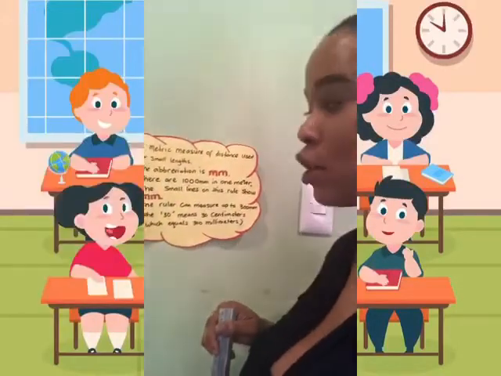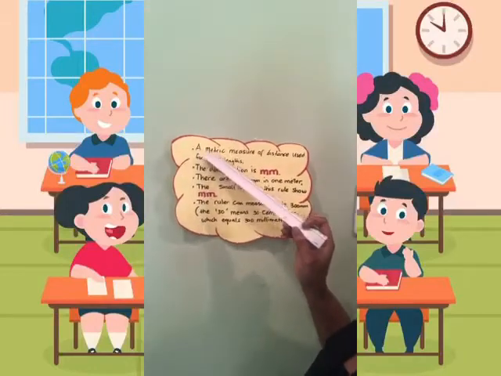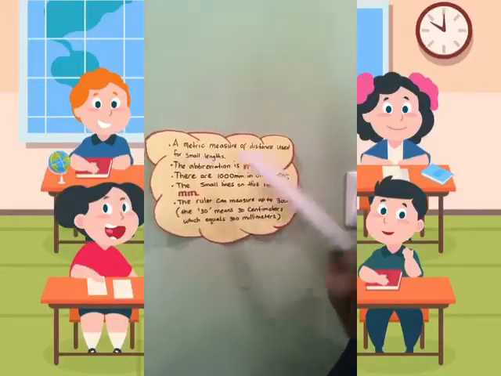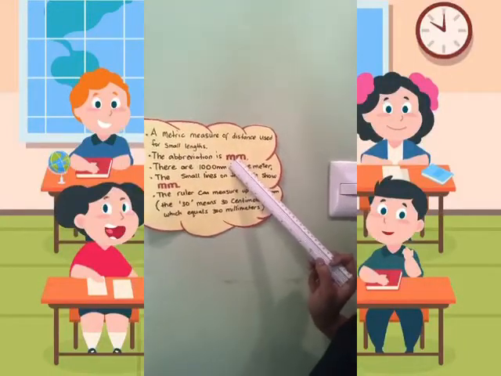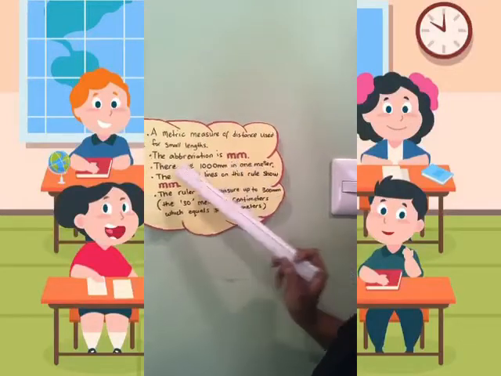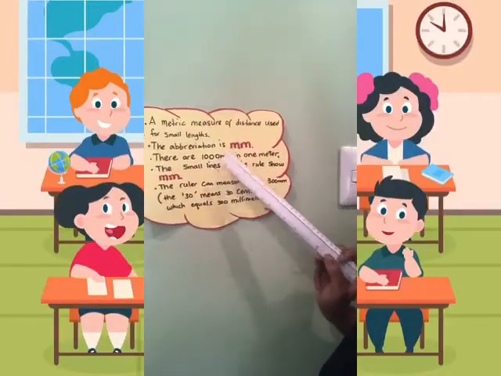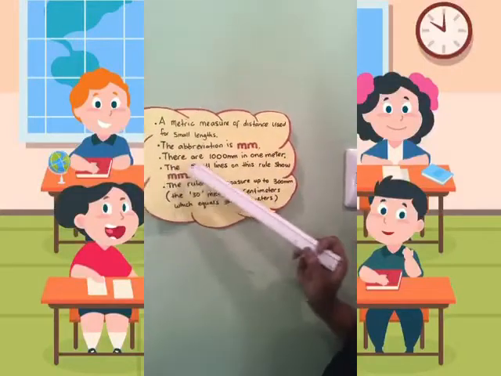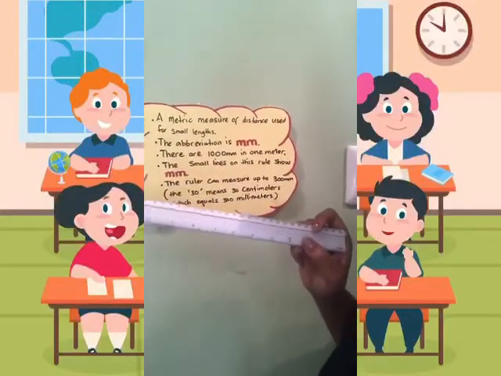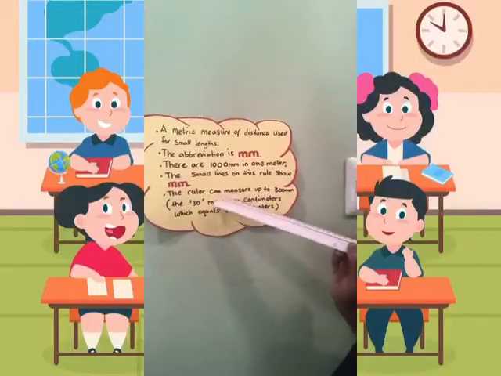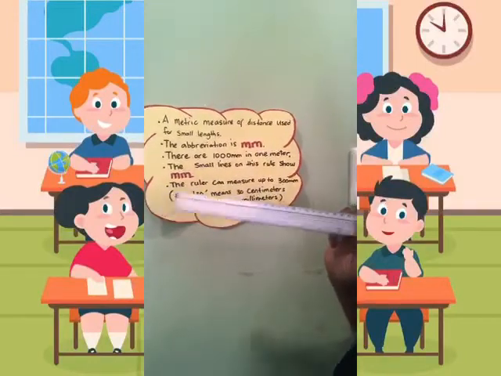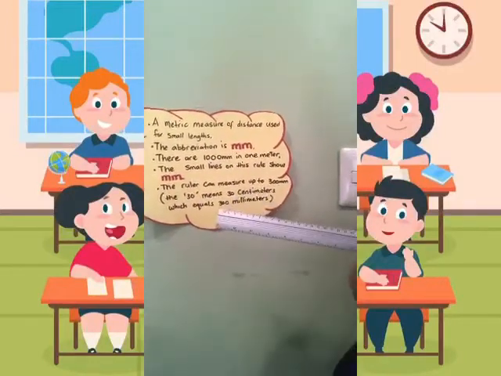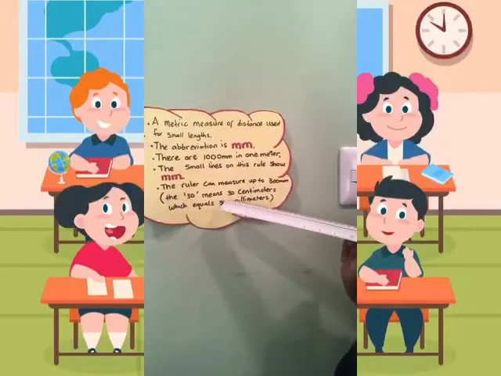Great job, students. So, a millimeter is a metric measure of a distance used for small lengths. The abbreviation is mm, which stands for millimeters. There are 1000 millimeters in 1 meter. The small lines on this ruler show mm. The ruler can measure up to 300 millimeters. The 30 means 30 centimeters, which equal to 300 millimeters.